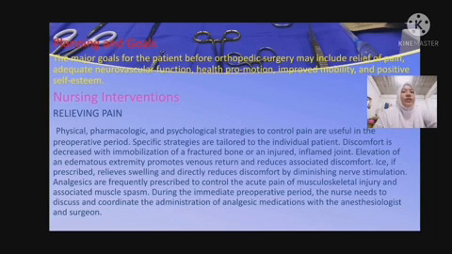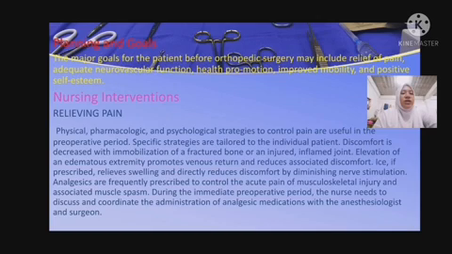For the planning and goals, the major goals for the patient before orthopedic surgery may include the relief of pain, adequate neurovascular function, health promotion, improved mobility, and positive self-esteem. Now the nursing interventions. Relieving pain: physical, pharmacologic, and psychological strategies to control pain are useful in the preoperative period. Specific strategies are tailored to the individual patient.